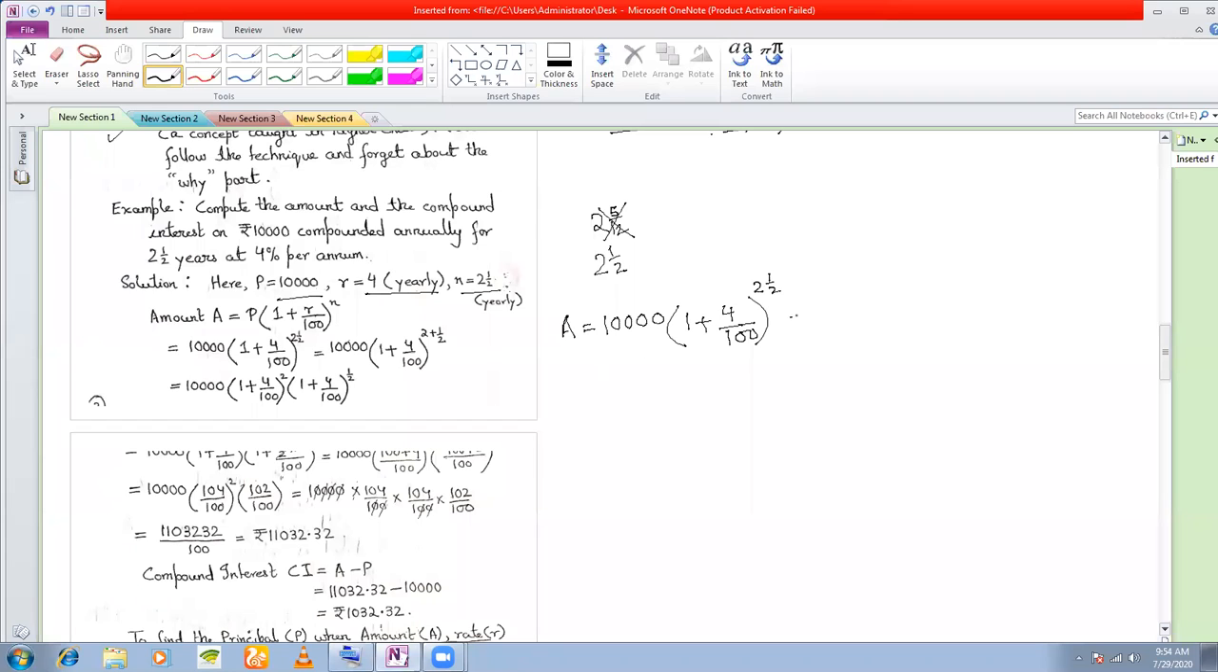Now what we do is we split this into a sum of fractions. 2.5 can be written as 2 plus half. And this is my base a to the power of m plus n. So I split the base. 1 plus 4 by 100 whole square. 1 plus 4 by 100 whole to the power of half.